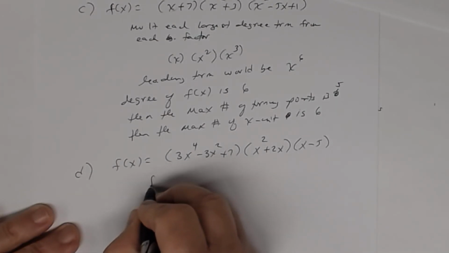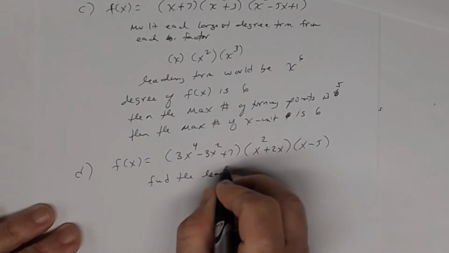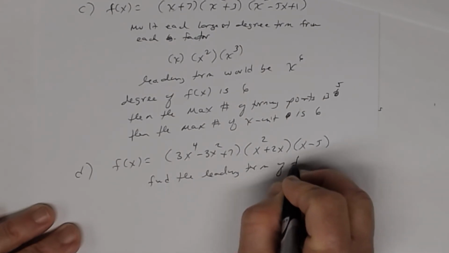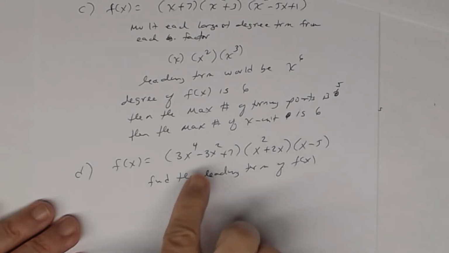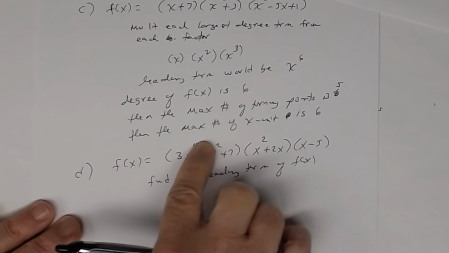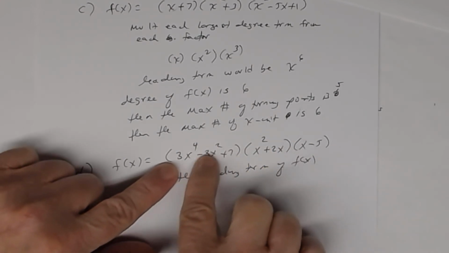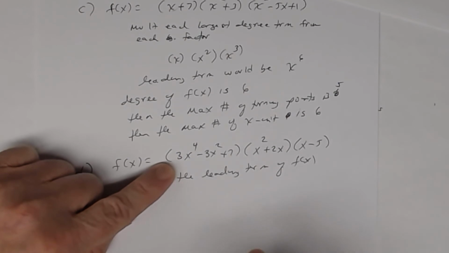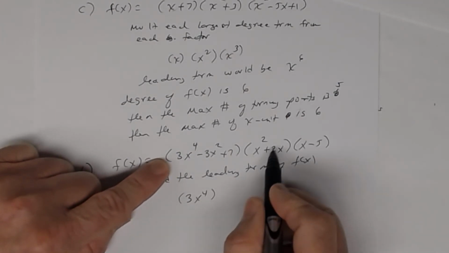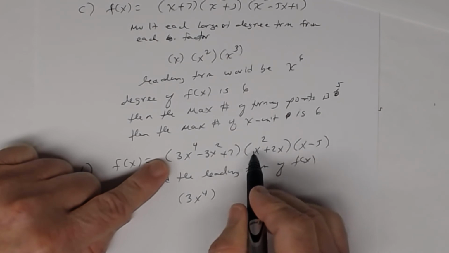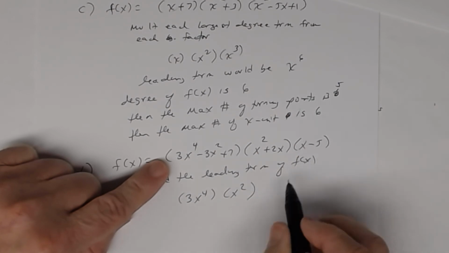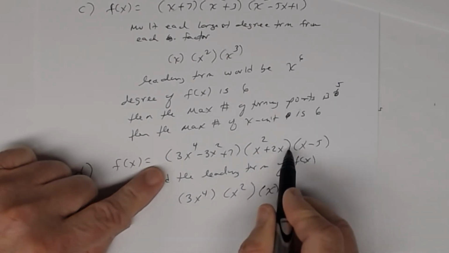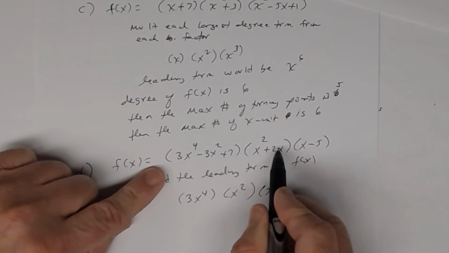All you're interested in is just finding the leading term of f of x. And that leading term of f of x would tell you what the degree is. So to find the leading term of f of x, you find the highest degree term of each factor. The highest degree term here is the one that's x to the fourth, so it's 3x to the fourth. The highest degree term here is x squared. And then the highest degree term here is x. And you're multiplying because all these are multiplication. This times this times this.